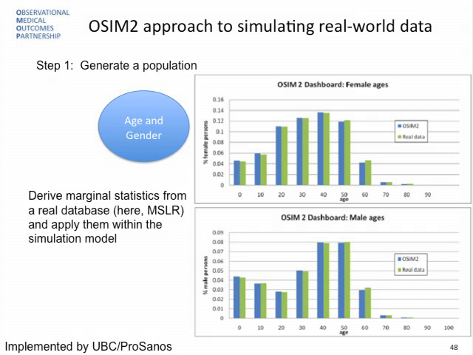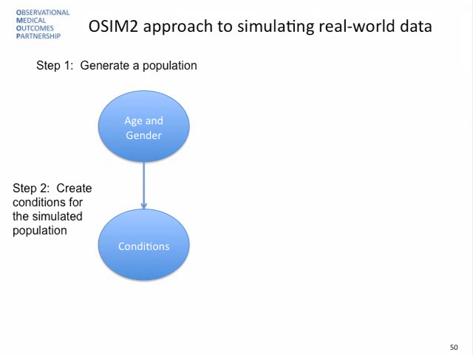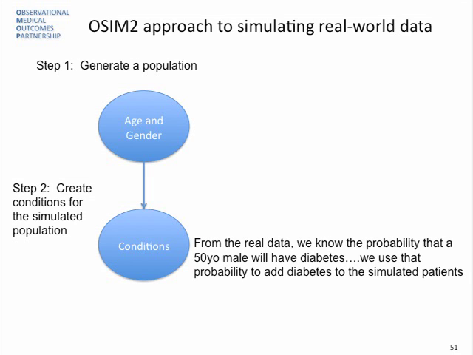So we analyzed MSLR to understand its structure and characteristics, age distributions and so on, implemented that in the simulated data, and sure enough, the populations look similar at that level. The next step is to create conditions. What diseases does that population have? Again, turning to the real data, we know from the MSLR database the probability that a 50-year-old male will have diabetes, and so we assign the 50-year-old males in our simulated population diabetes at the same rate by sampling from a distribution, so that this will all add up nicely at the end for simulated patients.